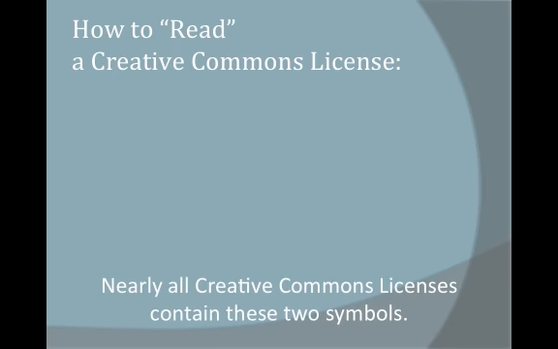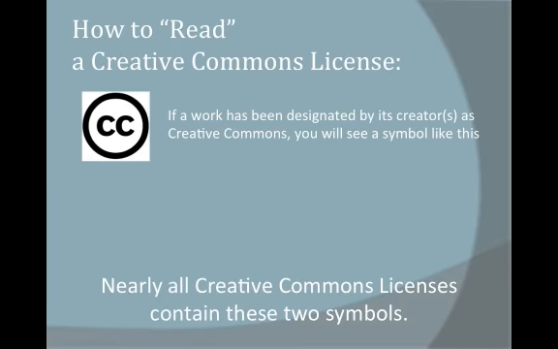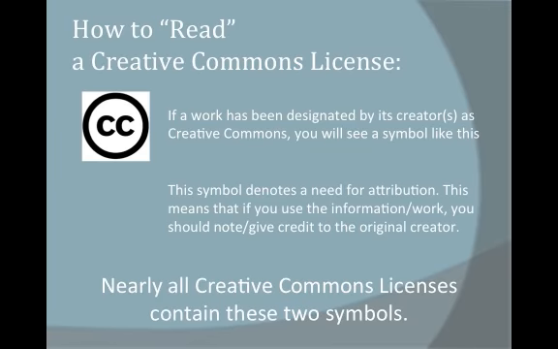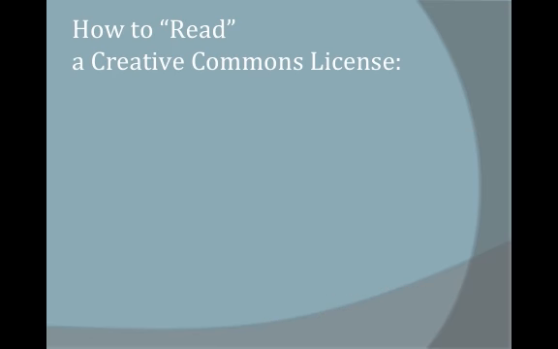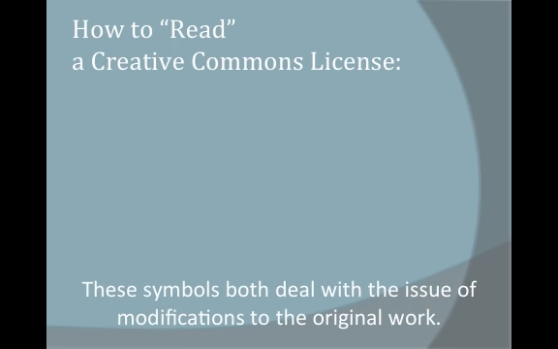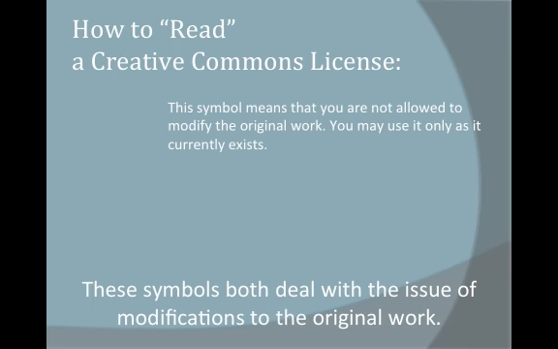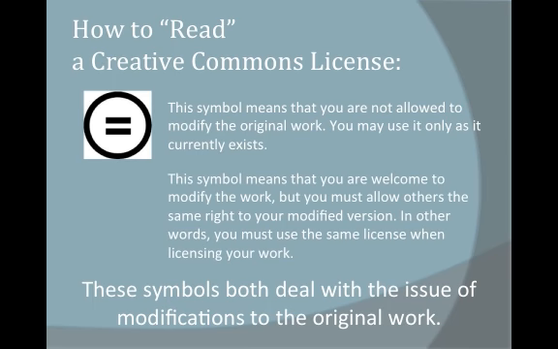The two most common symbols used to denote Creative Commons licensing are the CC, or Creative Commons indicator, and the attribution indicator, which means that the borrower must credit the creator if the work has been borrowed. To find out whether or not the creator allows modification to the work, look for the equal sign and the arrow. If you see an equal sign, this means that the work cannot be modified. The arrow means that the work can be modified, but when relicensing the work, the new creator must allow others the same rights.